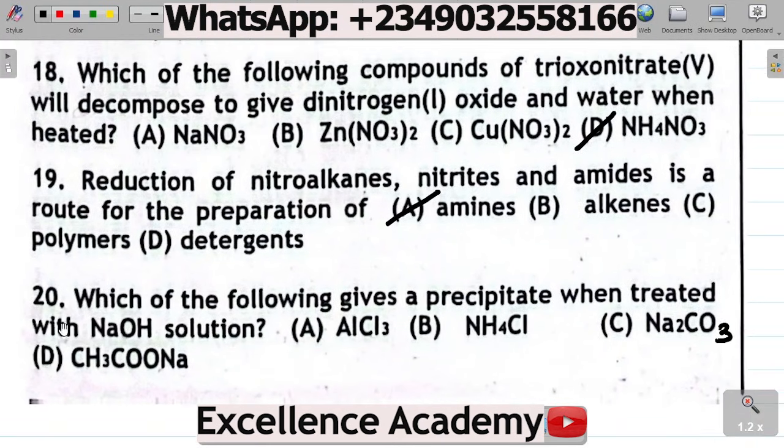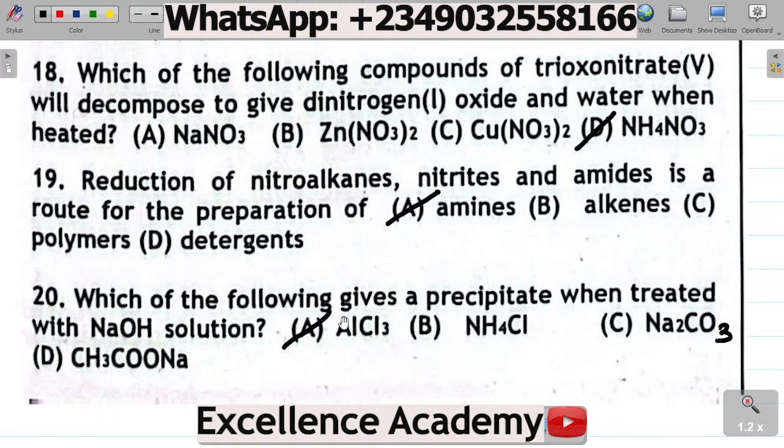Finally, question 20. Question 20 says, which of the following gives a precipitate when treated with sodium hydroxide solution? A. Aluminium trichloride. B. Ammonium chloride. C. Sodium carbonate. D. Sodium ethanoate. Right? So which of these is the correct answer? Now for question 20, the correct answer is A.